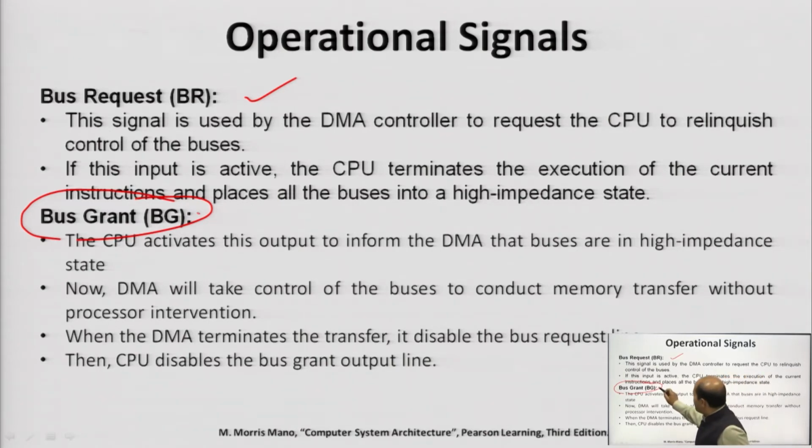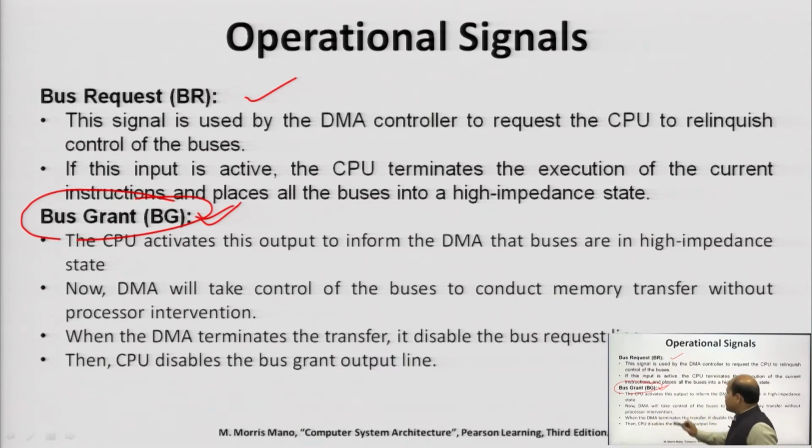The bus grant signal is issued by the CPU. The CPU activates this output to inform the DMA that the buses are in high impedance and it can use them. Now the DMA will take control of the buses to conduct memory transfer without processor intervention, because the master or controller of the buses is now the DMA controller, which is using the channel.